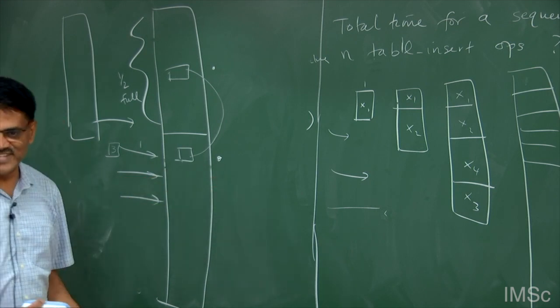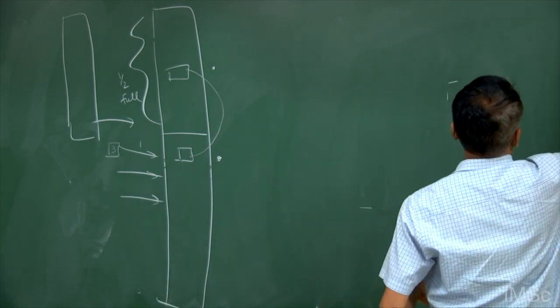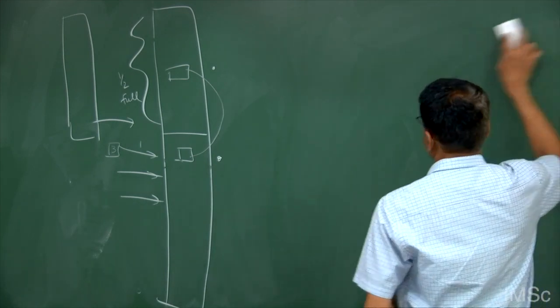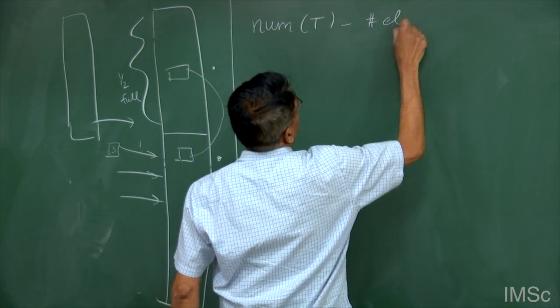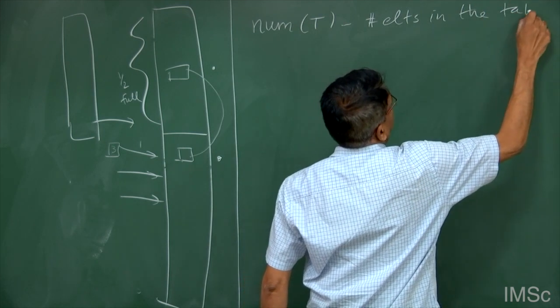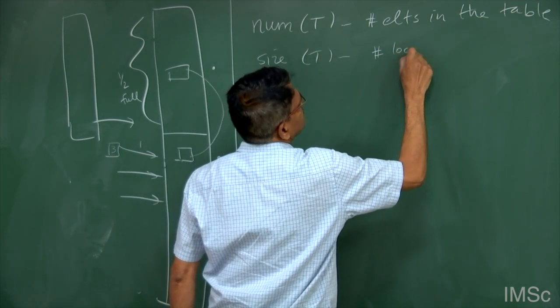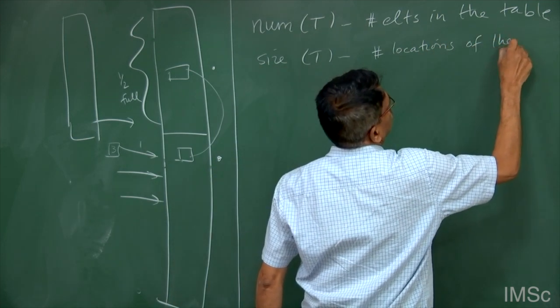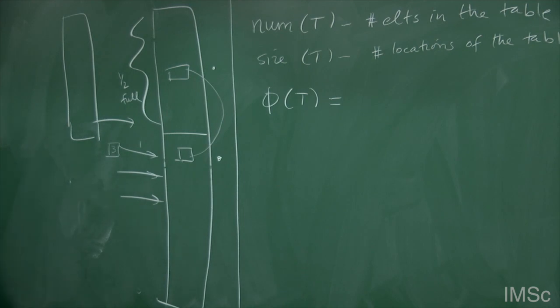So what is the potential of the data structure? Let me write some notation here. Number of elements in the second half, twice the number of elements in the second half. So let's call this num T, the number of elements in the table. And size T would be the table size, the number of locations in the table. Then my charge on the table, how much charge is there? It is twice the number of elements in the second half, twice the number of insertions.